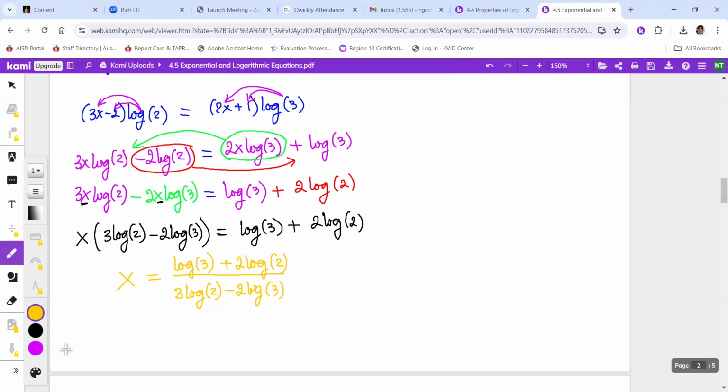Now, can you help us put this in the calculator, please? And can you check your answer with us, please? So this is an estimate. x equals negative 21.0973.